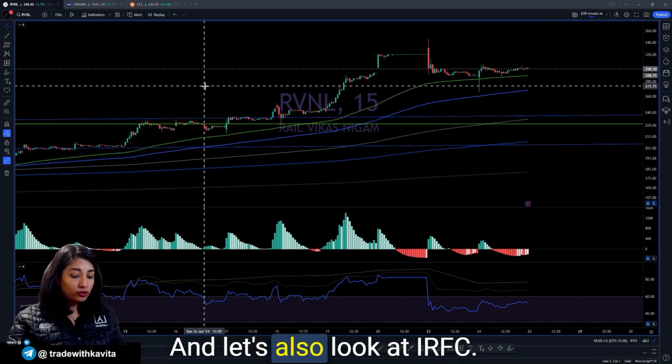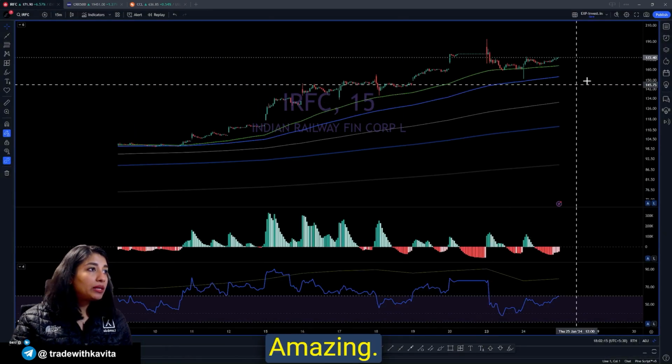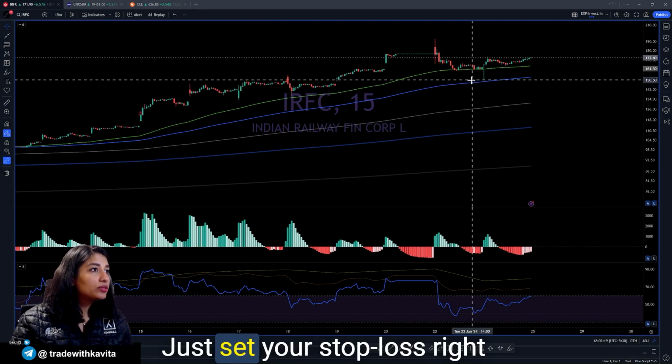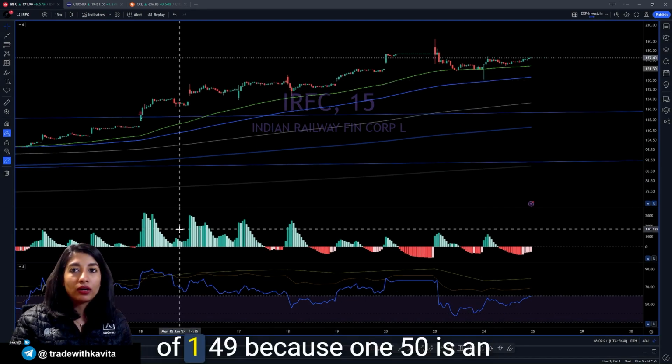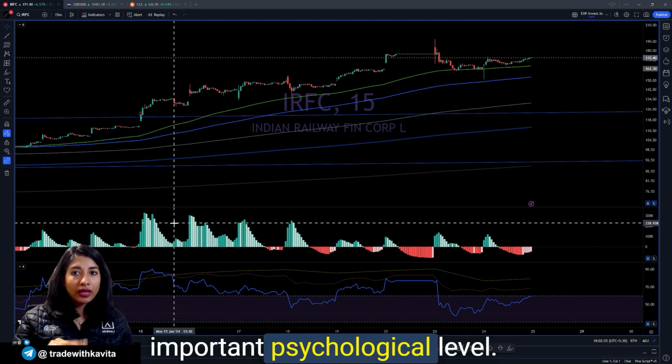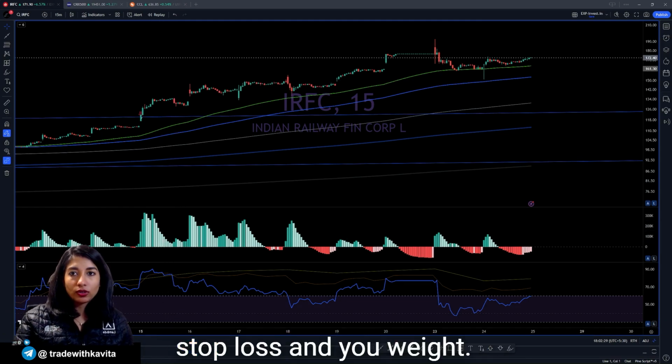And let's also look at IRFC 94. Amazing. So again, IRFC also same logic. Just set your stop loss right below this wick at the level of 149 because 150 is an important psychological level. So at 149, you set your stop loss and you wait.